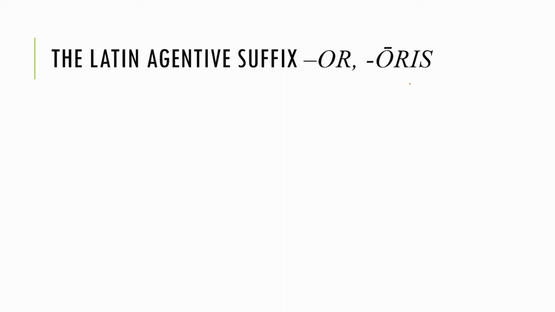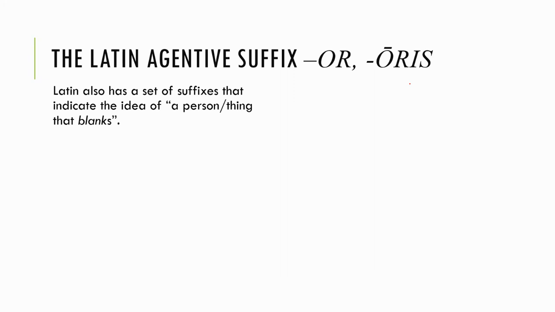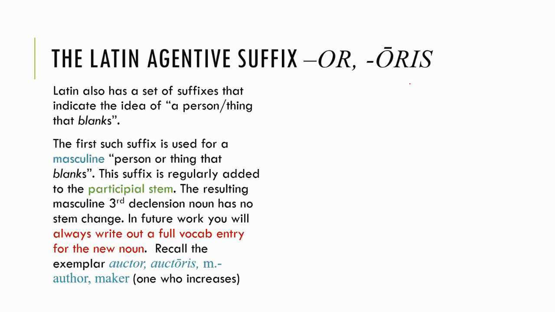Let's focus on the Latin language, though. And what we're going to start with is the Latin agentive suffix -or, -oris, like in auctor, auctoris, masculine noun. And that masculinity, grammatical or biological, is important.